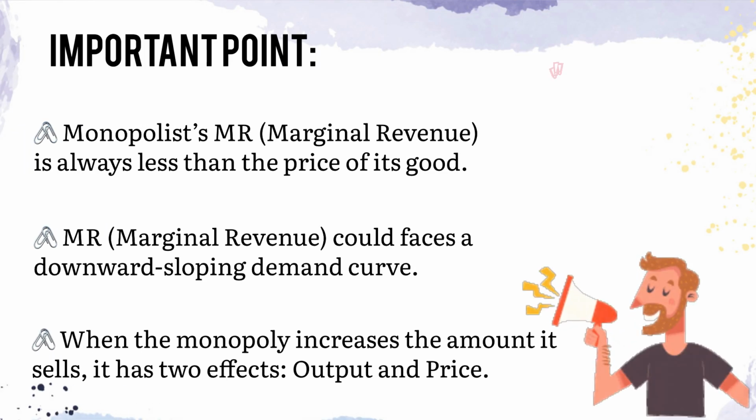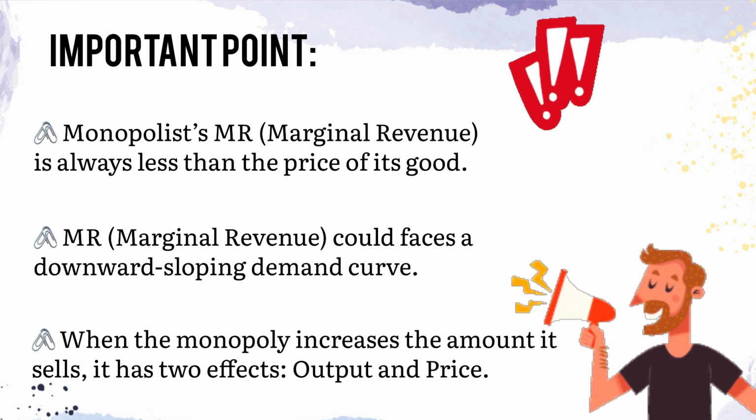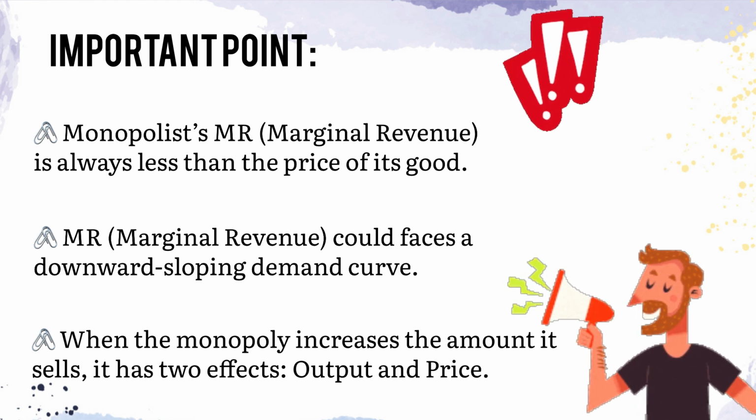Next, we have to know that there are several important points. The first one is that a monopoly's marginal revenue is always less than the price of the good. The second one, a monopoly faces a downward sloping demand curve. And the third one is that when the monopoly increases the amount it sells, it has two effects.